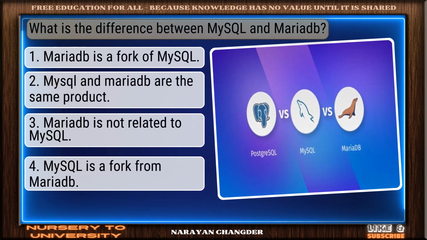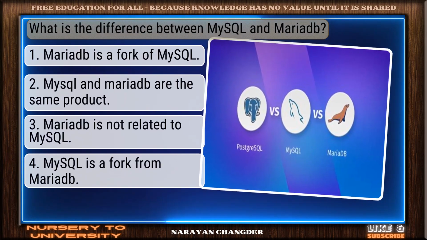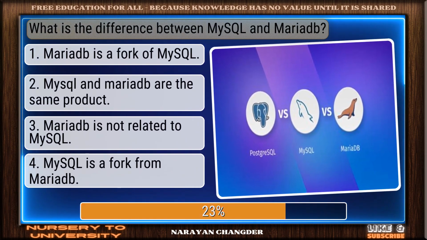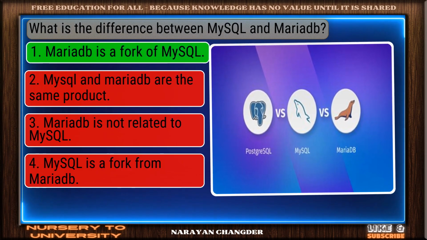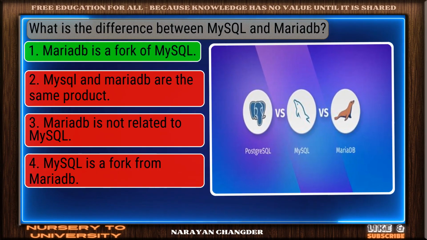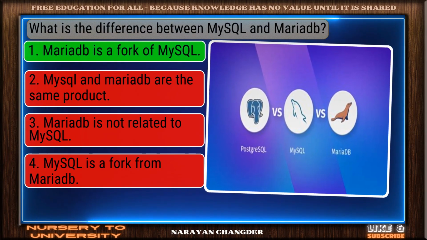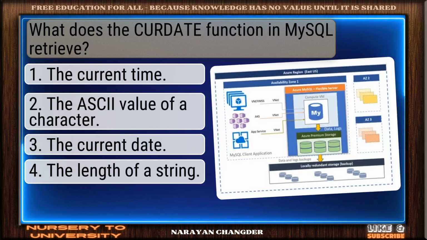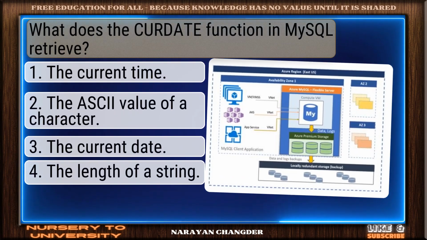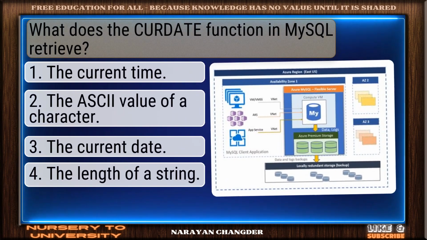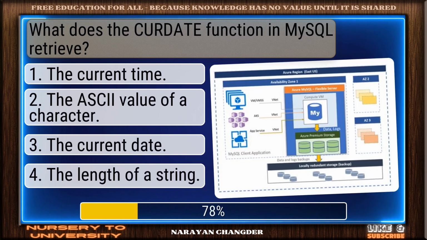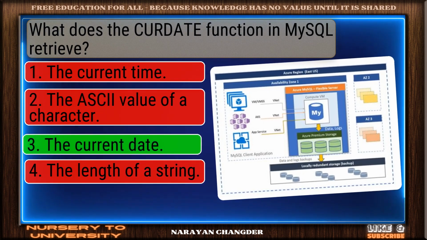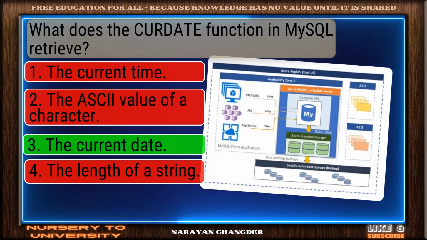Question number 36. What is the difference between MySQL and MariaDB? You chose MariaDB is a fork of MySQL, and it is correct. Question number 37. What does the curdate function in MySQL retrieve? Nicely done. The current date is a solid answer.